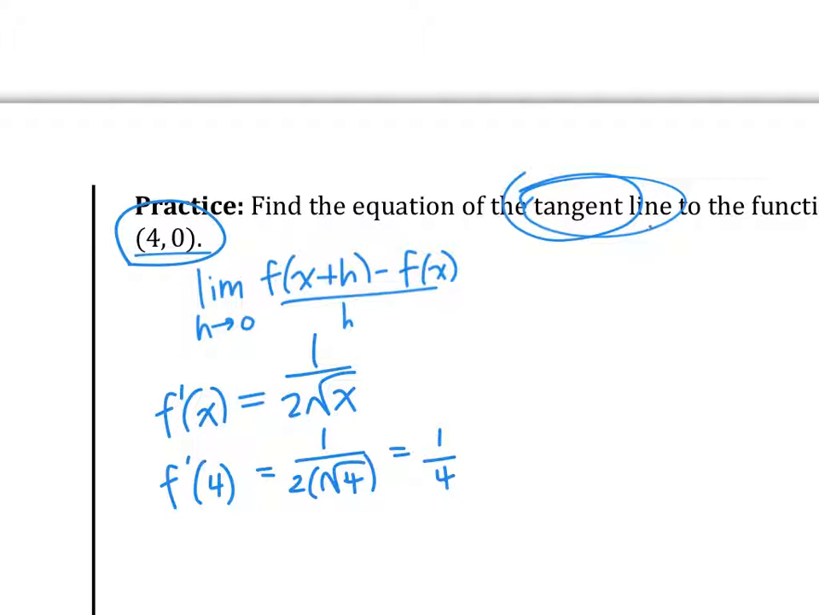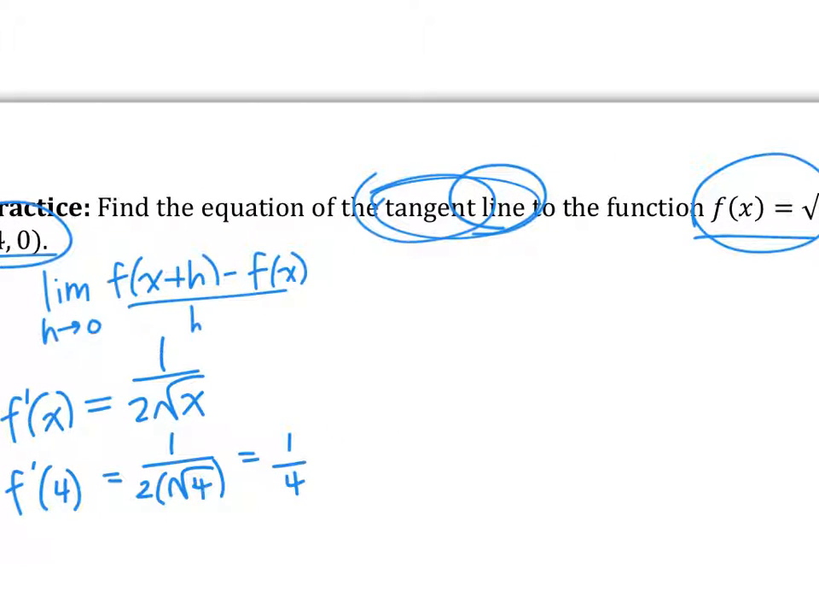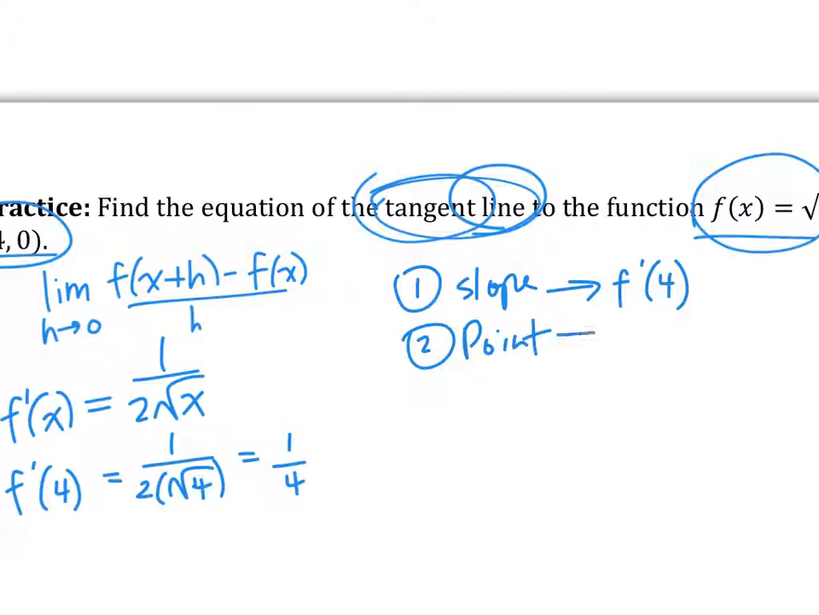Now, they're asking for a tangent line, which means they want an equation to the line. Equation to a line means you need two things. First thing, you need the slope. Second thing, you need a point. So those two things will always create a straight line, a linear line. So you already found the slope. The slope is f prime of 4. The point is 4, 0, which they gave you.